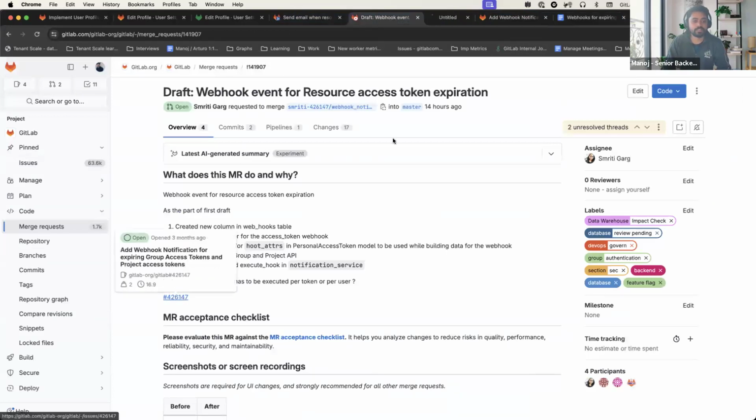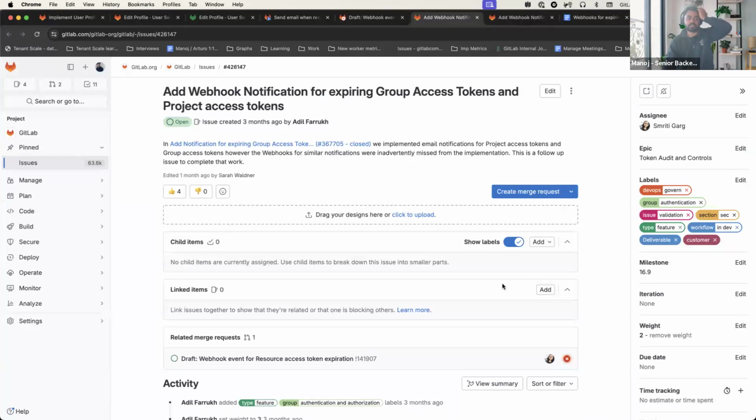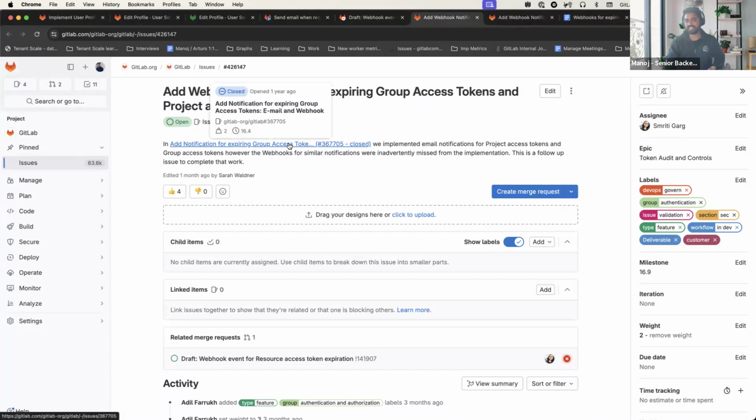So this is the issue that we are looking at, which is to add webhook notifications for expiring group access tokens and project access tokens. And this is a follow-up from this issue where we have already introduced email notifications to group owners and project owners on expiring access tokens.